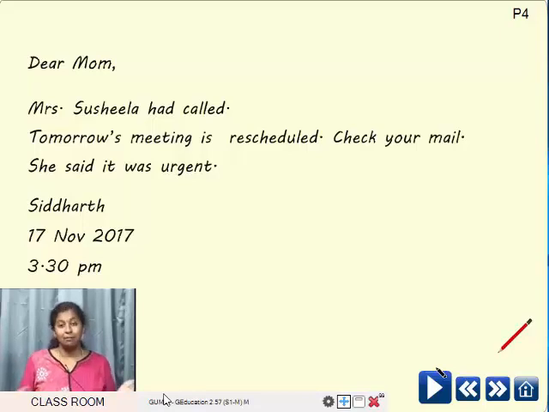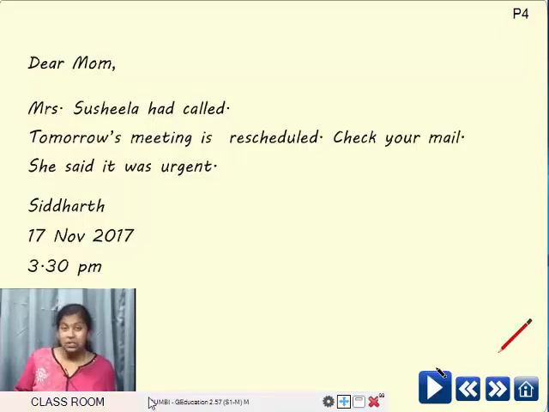And you have to say from where you got the message. So Siddharth writes, Mrs. Sushila had called. And what's very important in the entire conversation, that the meeting is rescheduled and she has to check her mail. And you should not miss it, you should not ignore it, so it's very urgent. And who is writing this message? Yes, Siddharth is writing the message. And then you have to mention the date and the time.